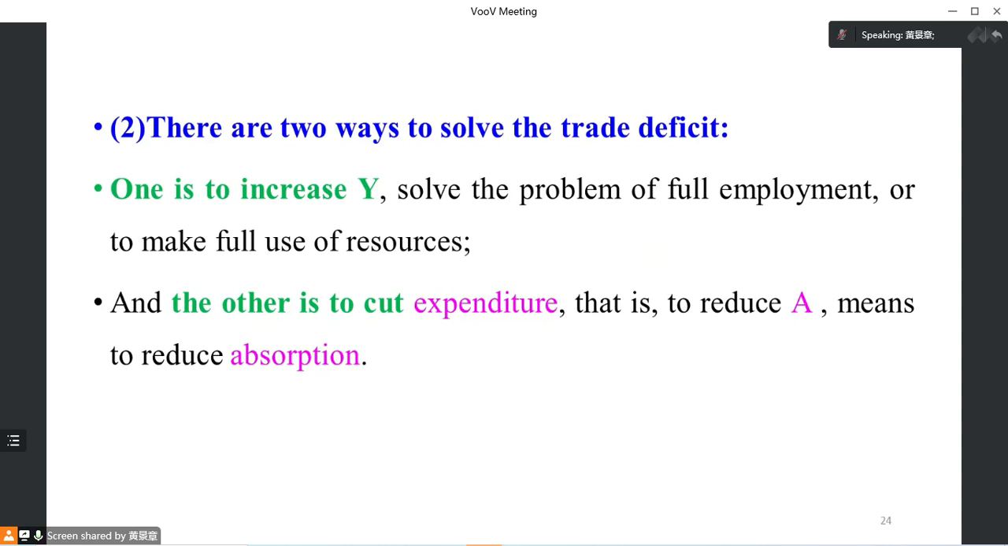When a country's trade account has a deficit, there are two ways to solve it. One is to increase Y, solving the problem of full employment, or making full use of resources. The other is to cut expenditure, that is, to reduce A, which means to reduce absorption.